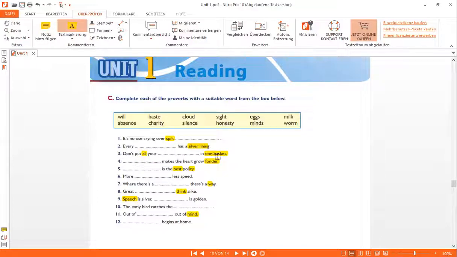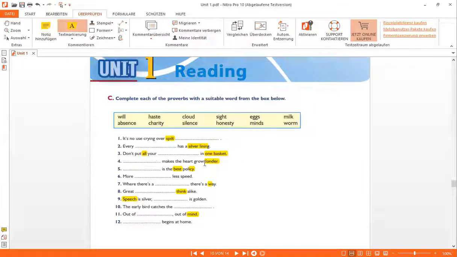Number 3, don't put all your dash in one basket. What are we putting in a basket? Here it could be worms or it could be eggs. It obviously cannot be worms, it's eggs, okay? Don't put all your eggs in one basket. It means if you're looking at something, look at alternatives. Do not be fixated on one particular choice.